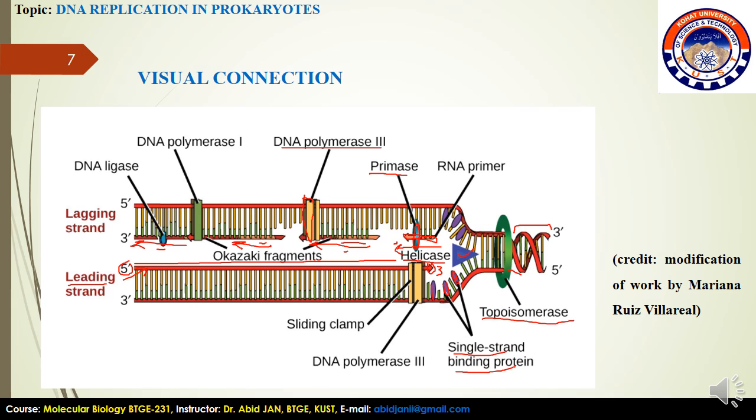And then DNA polymerase 1, the green one in color, replaces the RNA nucleotides with DNA nucleotides. The DNA ligase, this one, seals the gaps between the Okazaki fragments, joining the fragments into a single DNA molecule.